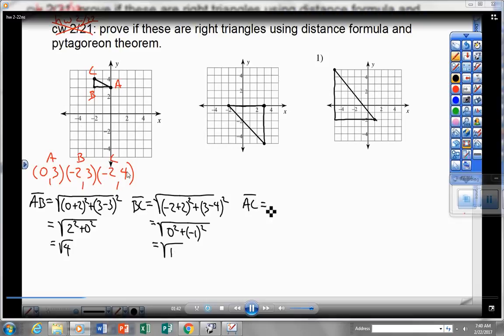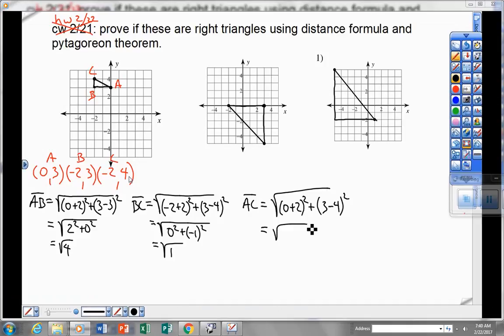AC, the last one. 0 taken away negative 2 is 0 plus 2 squared plus the y numbers for A and C. 3 minus 4 gives me negative 1 squared. That gives me 2 squared plus negative 1 squared, which gives me 4 plus 1, which gives me 5.